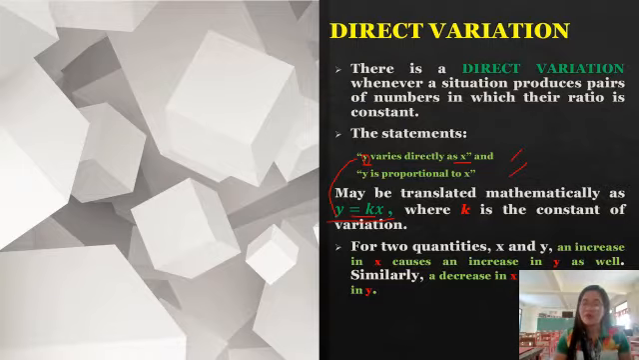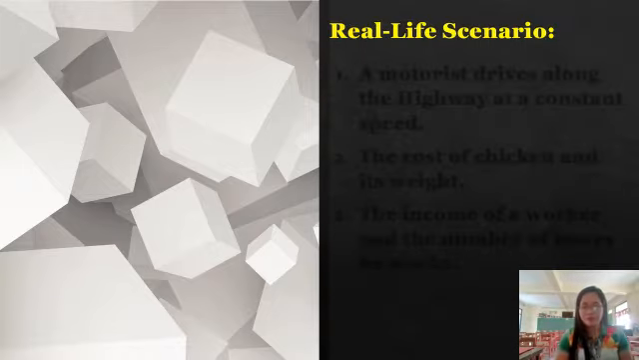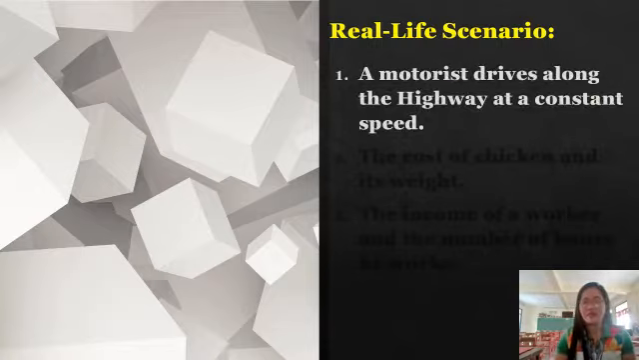As well as if one will decrease, the other one will also decrease. So I have here a real life scenario that we can relate to direct variation. A motorist drives along the highway at a constant speed. It is represented by a direct variation because if a motorist drives faster, the distance he covers increases. But if he drives slowly, of course, he stays near. He won't get far.